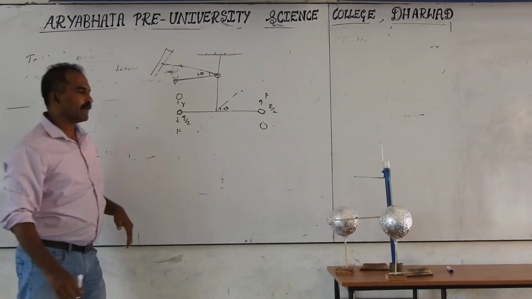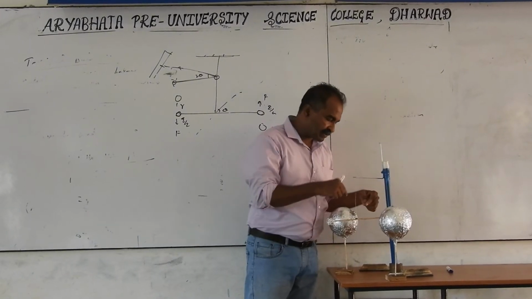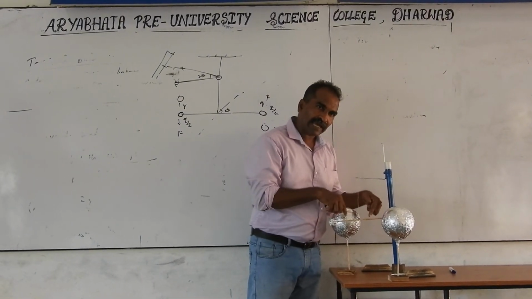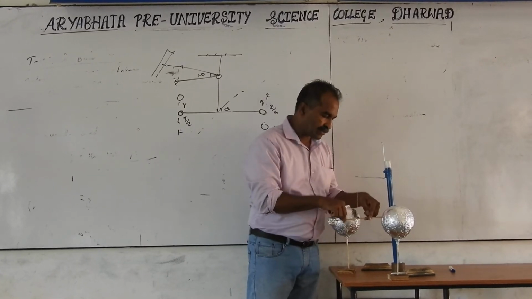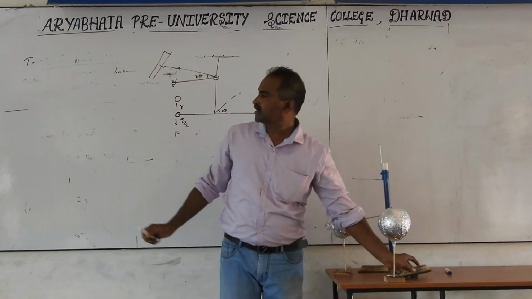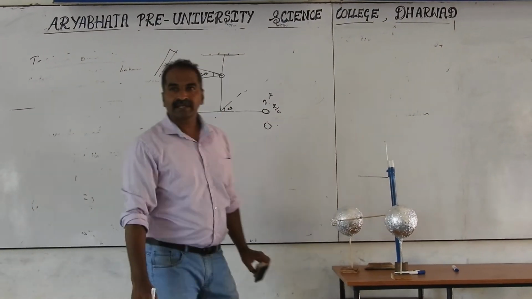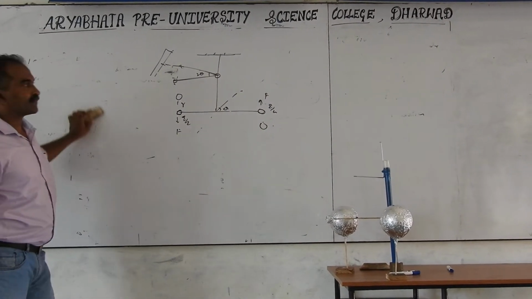The other method is seeing from the top. Graph paper is kept at the bottom, and you see from the top by what angle it is rotated. Like a protractor, you draw a scale and measure the angle of rotation. That is another method of measuring theta. By knowing theta, we can find the torque acting, and by knowing the torque, we can find the forces.